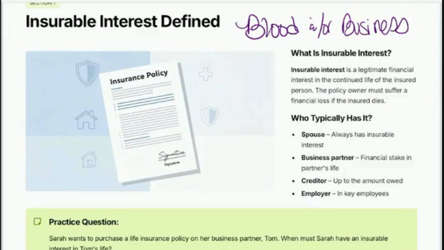So a spouse always has insurable interest, but a business partner may also. If you guys are co-owners in a business, and we're going to go into some examples of what life insurance looks like in business. Creditors, right? They've got an interest in the money that you owe them, and employers, especially when it comes to like key employees, things like that. So insurable interest, you must have it in order to get a life insurance policy.